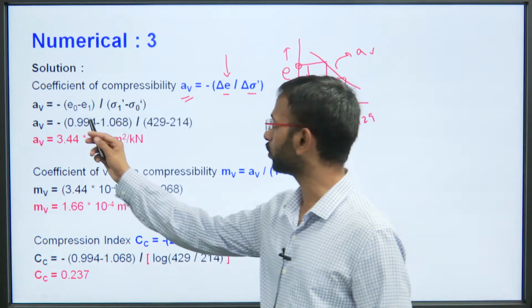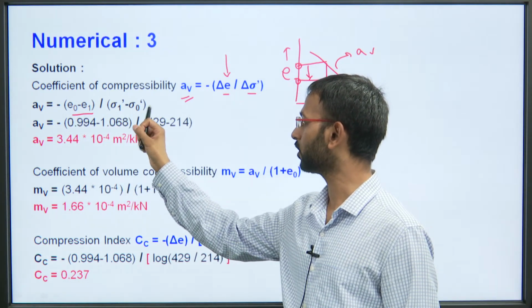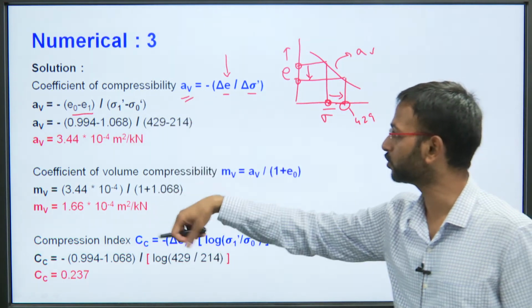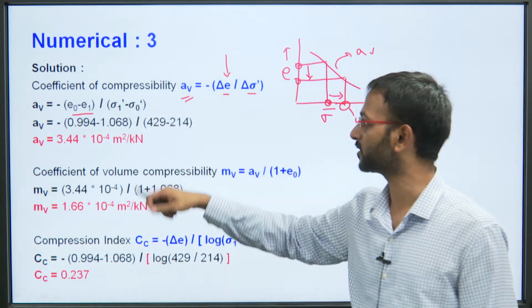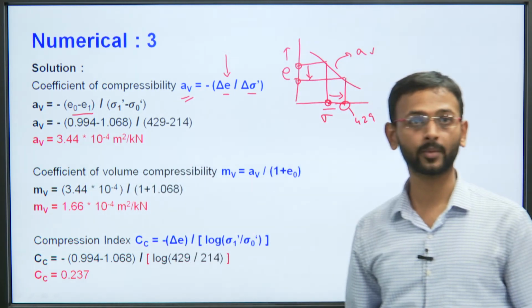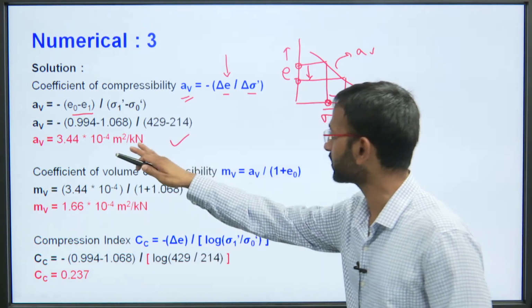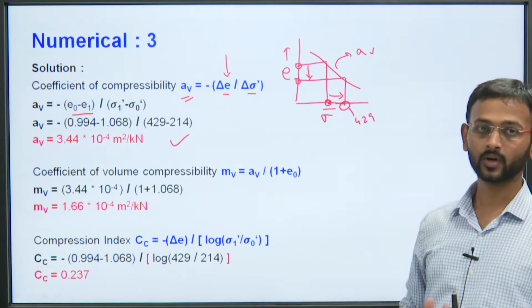So, you put in the values here, e naught minus e1 over sigma 1 minus sigma naught, in terms of effective values, that is why sigma 1 prime and sigma naught prime are given. It comes out to be 3.44 into 10 to the power of minus 4 meter square per kilonewton. Alright. So, this is the first thing, a v, that is the coefficient of compressibility.